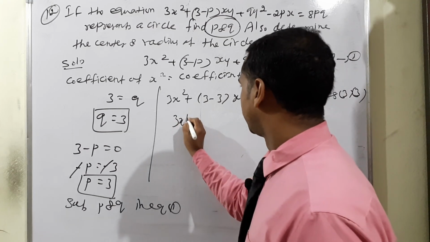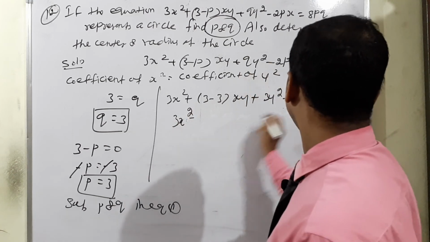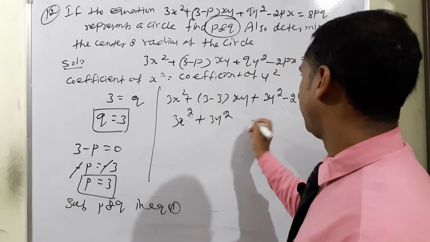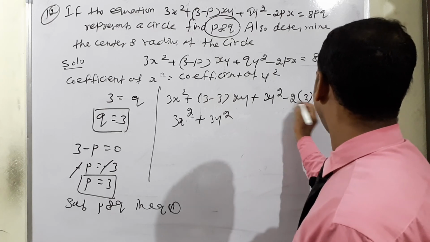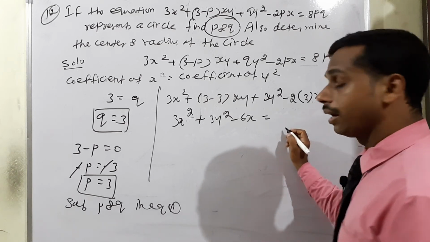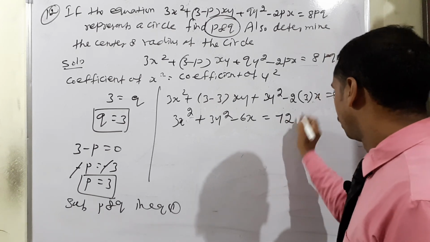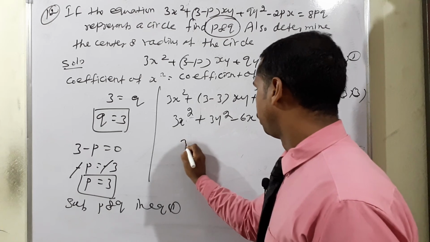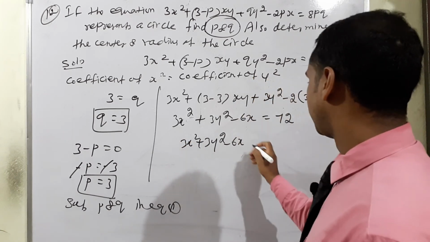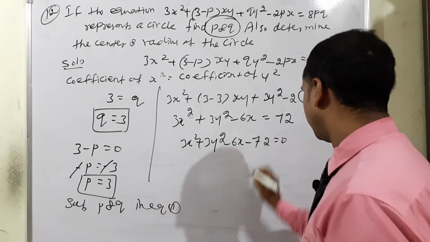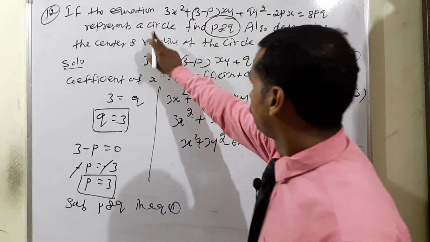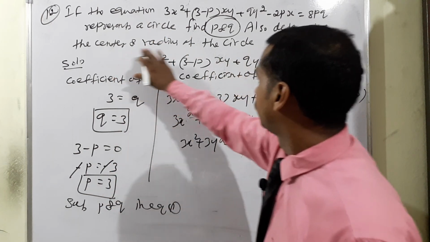Therefore 3x square, then 3y square; 3 minus 3 means 0, 0 into xy means 0; the remaining term is minus 2 into 3, which is minus 6x, is equal to 3 into 3 is 9, 9 eights are 72. Now bring 72 to the opposite side: 3x square plus 3y square minus 6x minus 72 is equal to 0. Now p and q are done. The last condition is to find the center and radius.